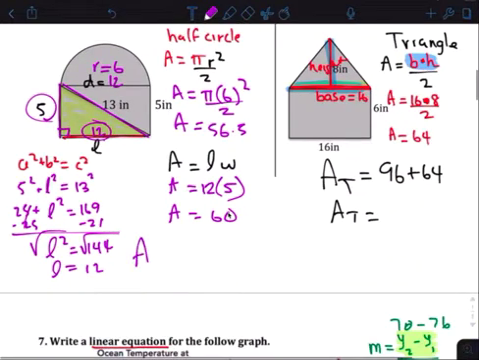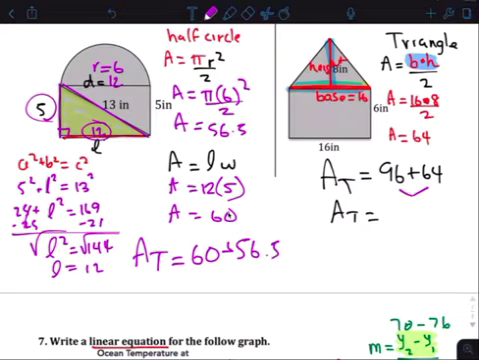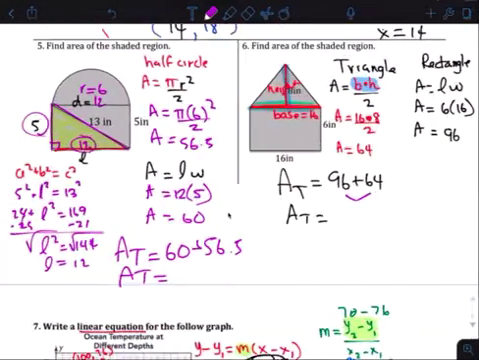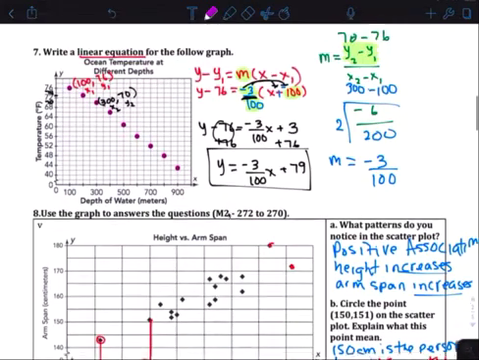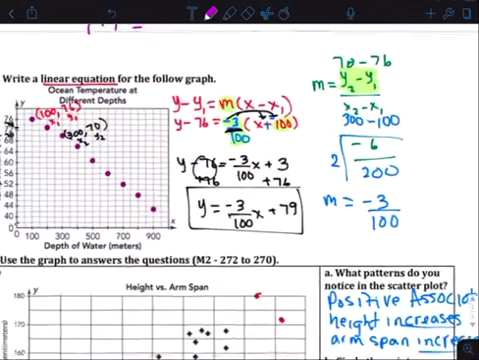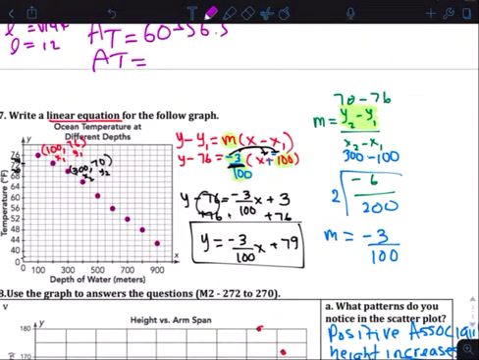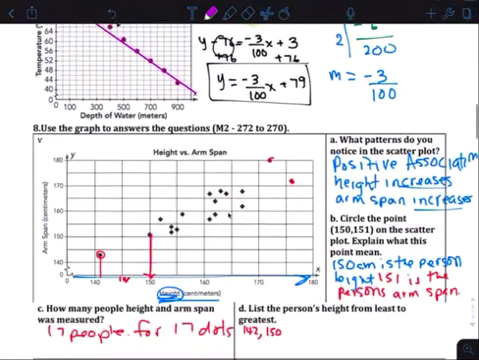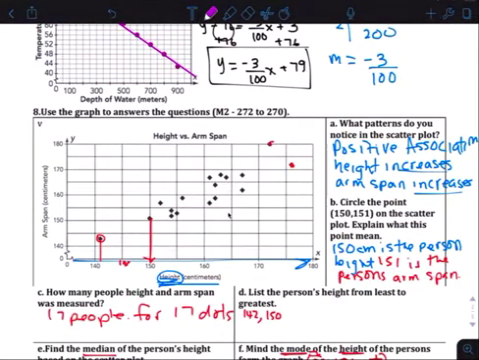And then for the total area, you add them together, okay? Just like here. You add them together, you get 60 plus 56.5. Your total area is, figure that out yourself. Okay, and this one here, depending on which dot you choose, this is not quite linear. So depending on the 2 dots you choose, it may have a slightly different rate of change, and your answer may be different. Okay.